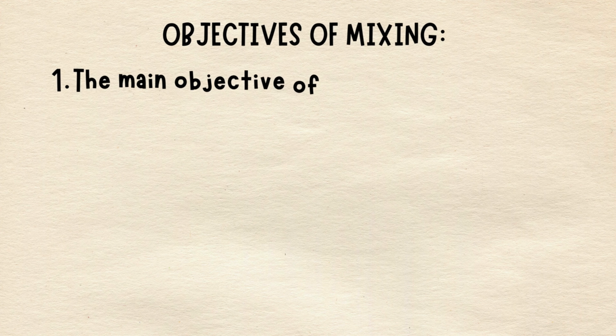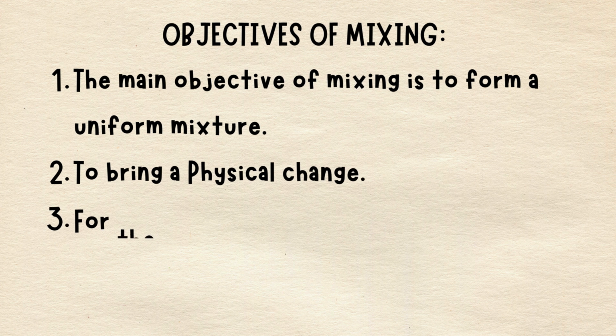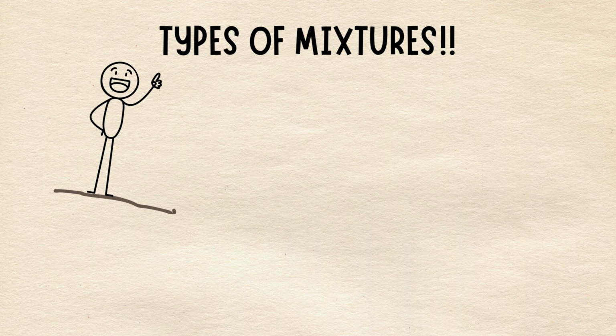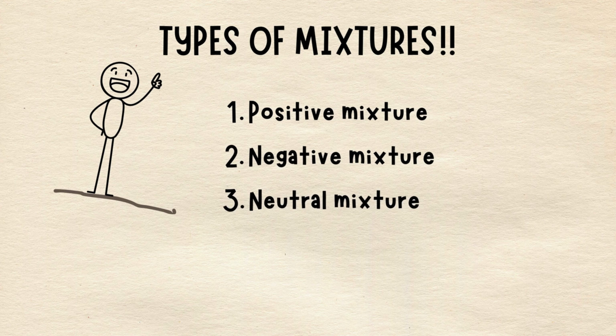Now, let's see the objectives of mixing. The main objective of mixing is to form a uniform mixture, and second is to bring a physical change, and for the preparation of pharmaceutical dosage form. Let's discuss types of mixtures. 3 types of mixtures are there: positive mixture, negative mixture, and neutral mixture.